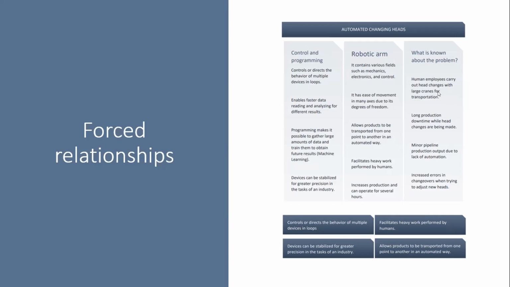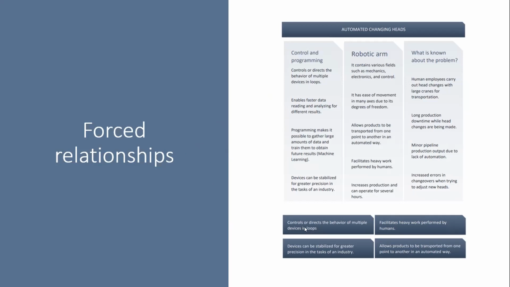What is known about the problem here is that human employees carry out the head changes with large cranes for transportation, and they take more than 30 minutes to do these changes. So this is one kind of problem, that they stop the operations to change, for example, from 3 inch diameter pipe to 4 inch diameter pipe. Also, there is low production and downtime while the head changes are made, and minor production output due to lack of automation. So they are still using manual work for all the parts, and they have many operators to do this job.